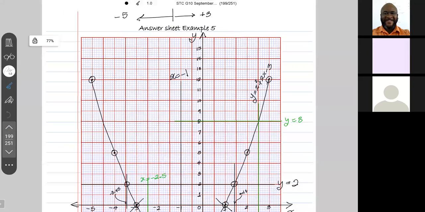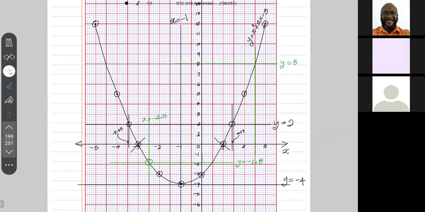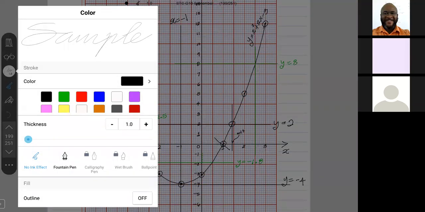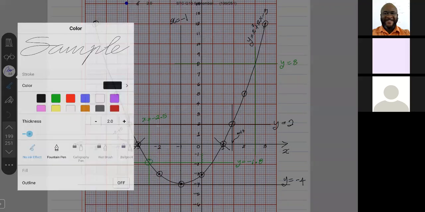All right, so the first thing we need to do is draw the line y is equal to minus 3. Let me see if I can find a different color to do this. The only other color I can think of is green. Or increase this and use blue. All right, let's use blue.